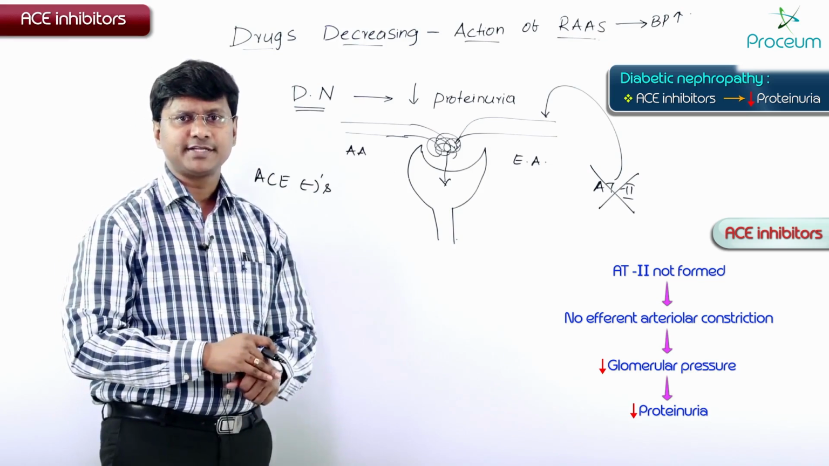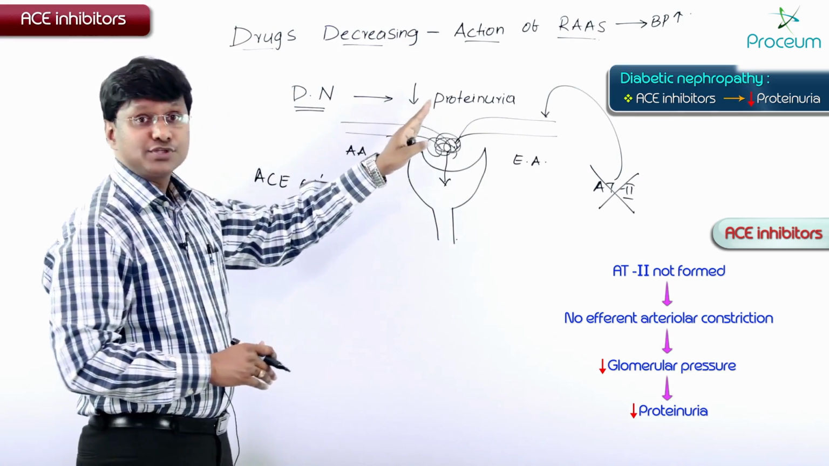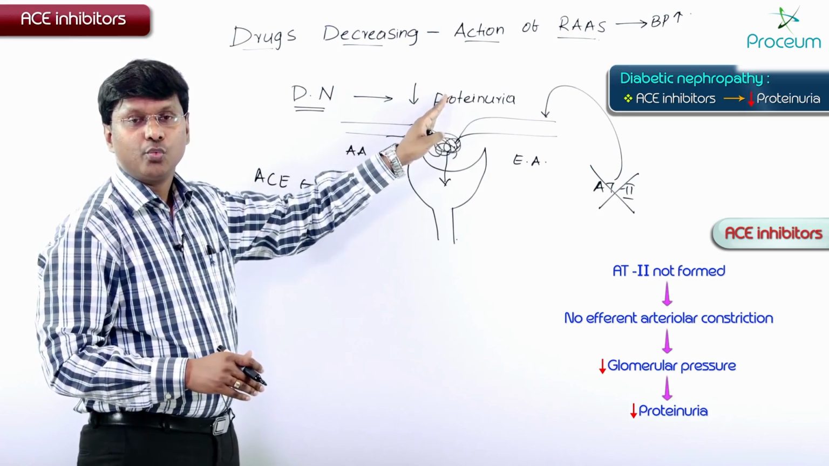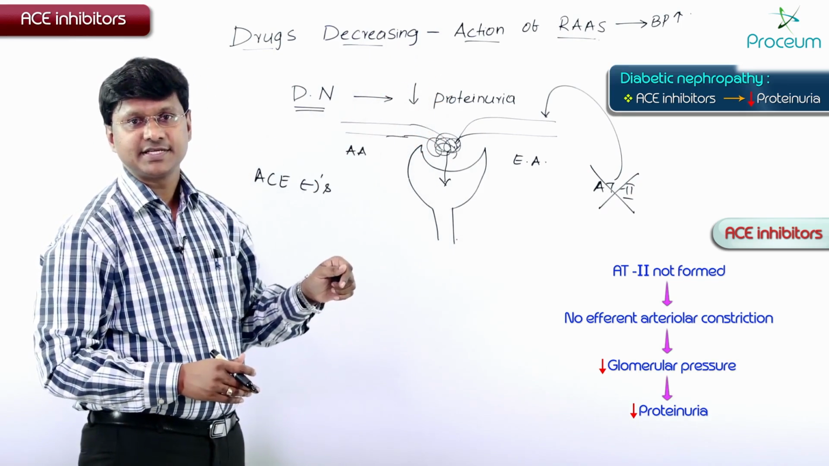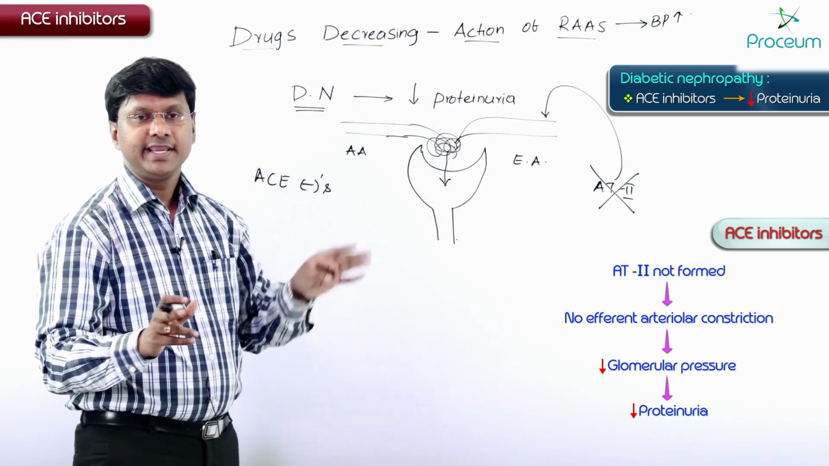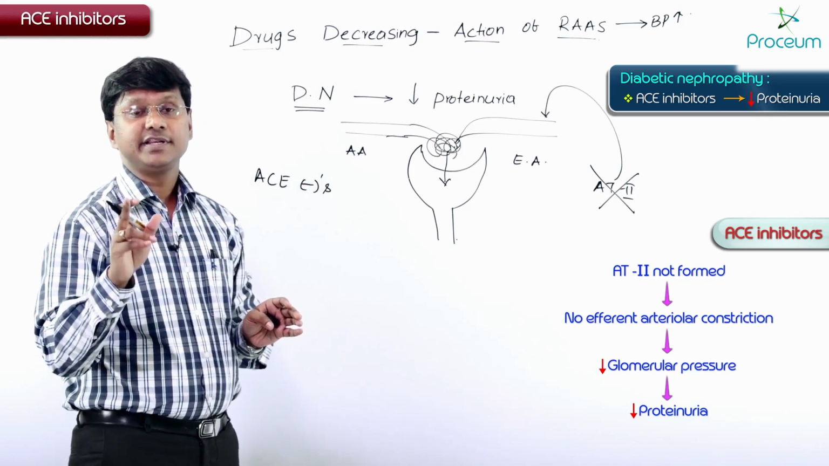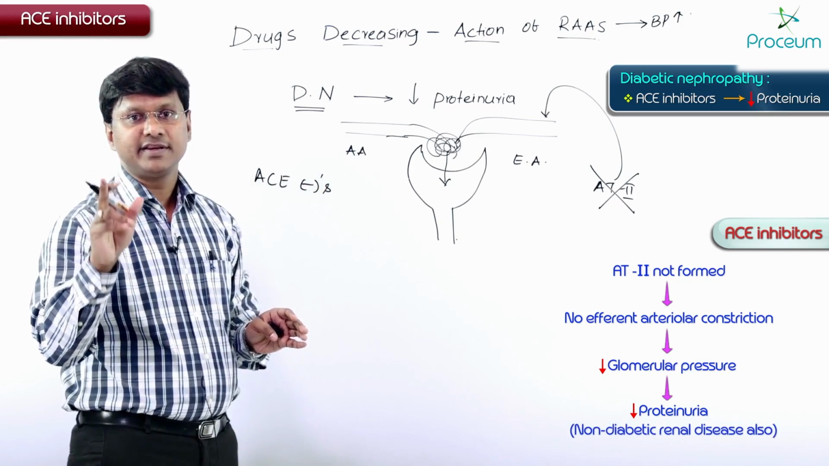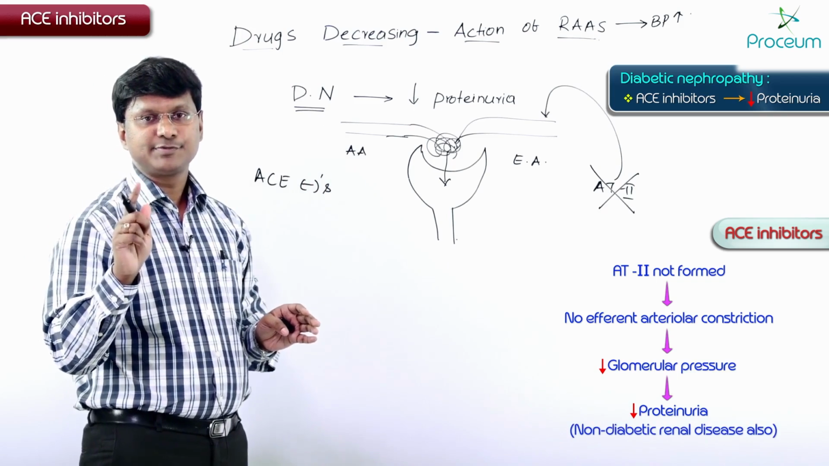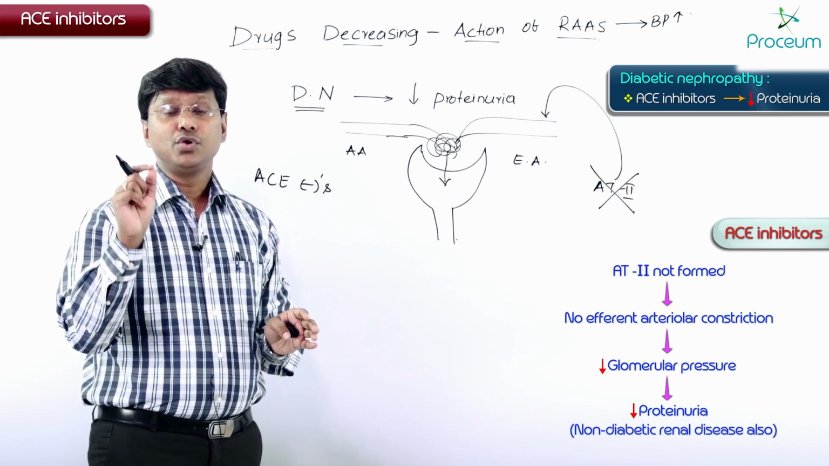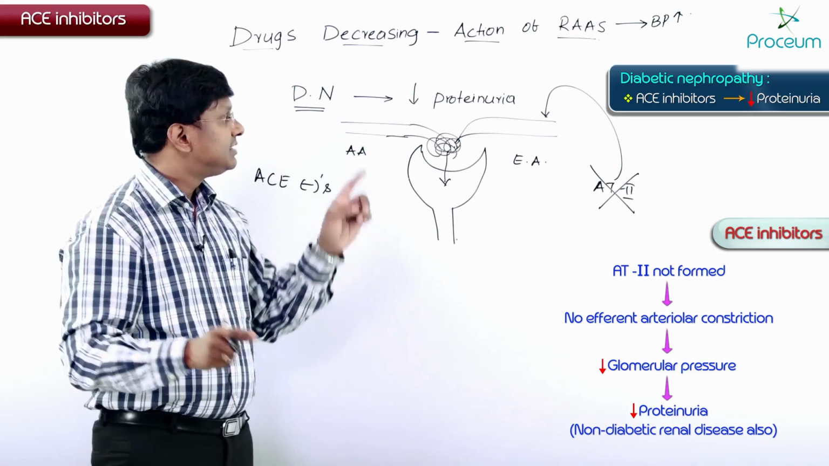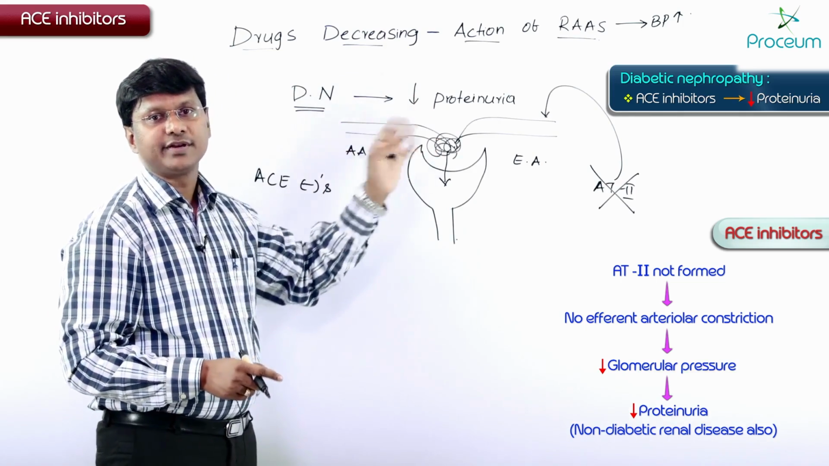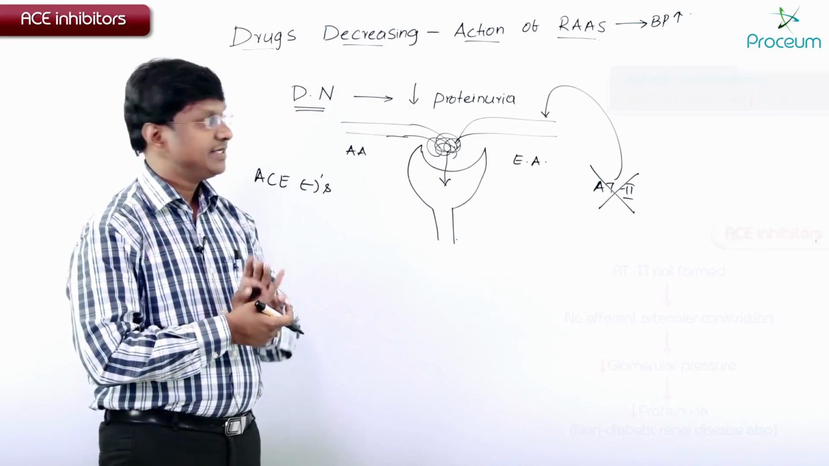So remember this point: reducing proteinuria, which is done by ACE inhibitors, is not only done in diabetic patients. Even in the case of non-diabetic renal disease, these ACE inhibitors will reduce the proteinuria. Alright, next.